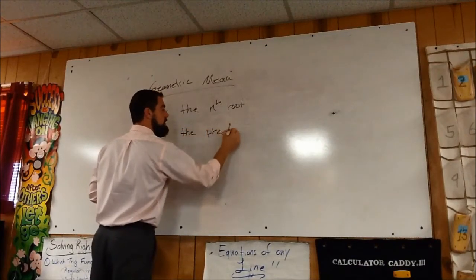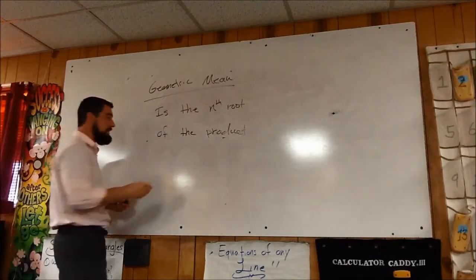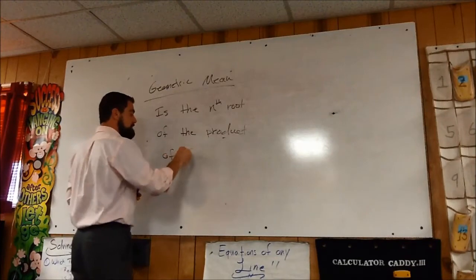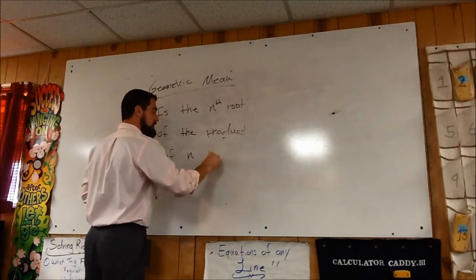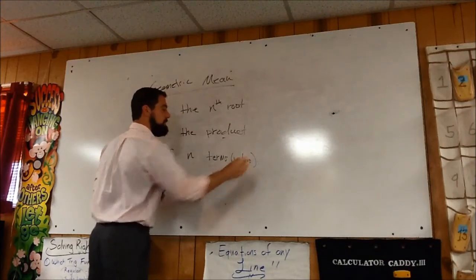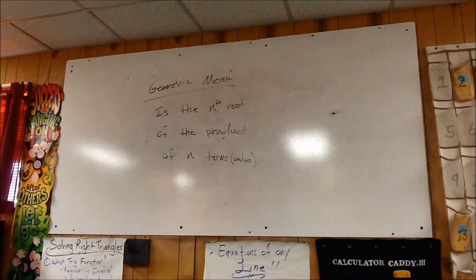What does product mean? Multiplication. You're multiplying terms together. The product of n terms or values. The geometric mean is the nth root of the product of n terms. Let's go ahead and write that down, and I'll feed you baby birds, don't worry.